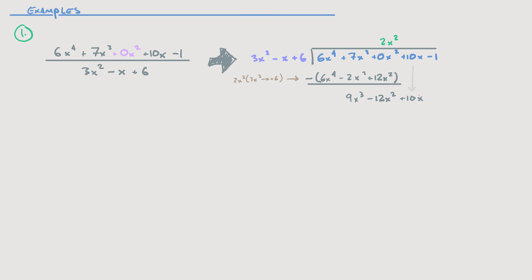Another thing to mention that I don't think I mentioned earlier, the reason we always bring down something, you want the length of the thing that you're looking at to be at least the length of the polynomial you're dividing by, to be at least the length of the divisor.